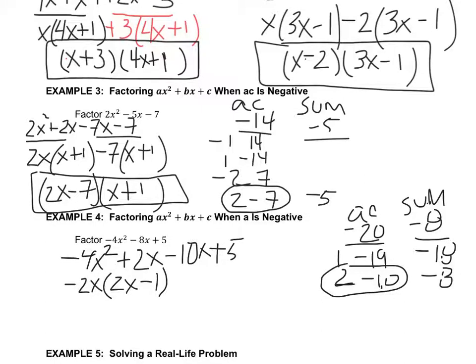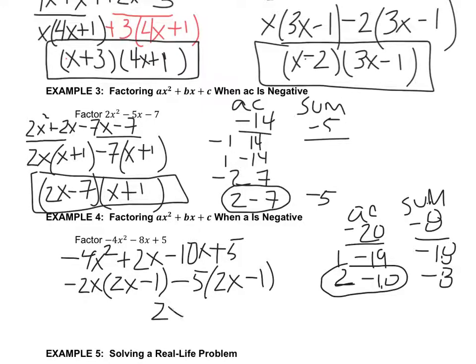For the next term, I see a negative 10 and I see a 5. So I'm going to take out the negative 5. When I do that, negative 10x divided by negative 5 is 2x, and 5 divided by negative 5 is negative 1. And again, we need to have those two binomials the same. So 2x minus 1 is the same in both.